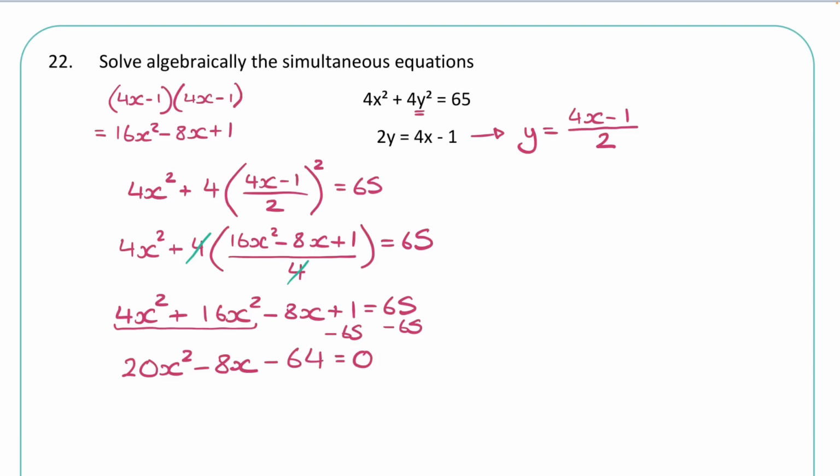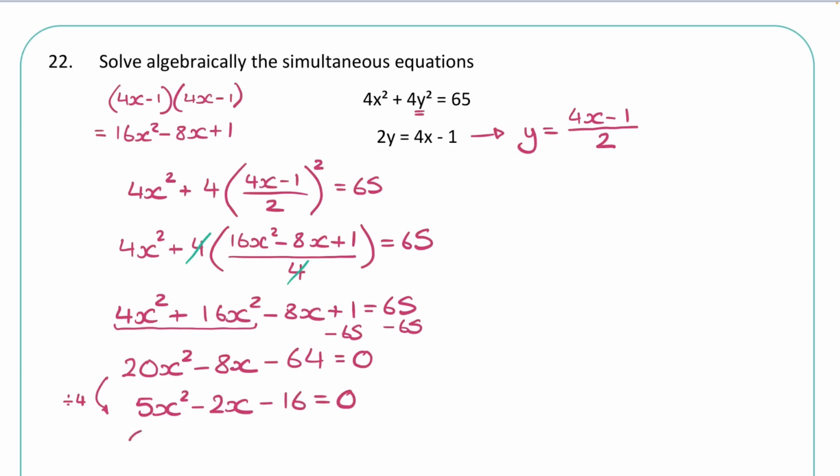So we've got our nice quadratic now that's equal to 0. We just need to factorise this to solve it. Now, if we can, we want to divide everything by a number. These all divide by 4. So if we divide by 4, that gives us 5x squared minus 2x minus 16 equals 0.